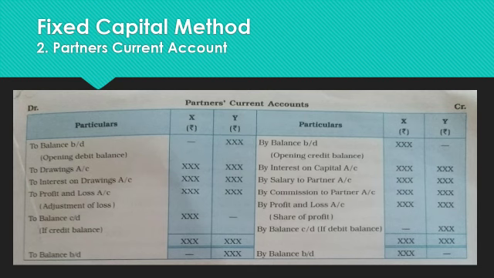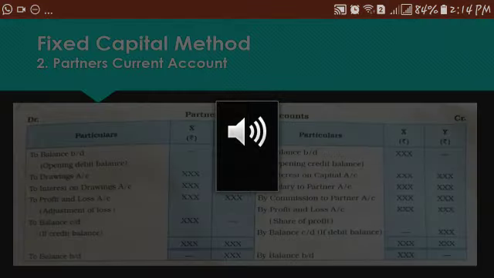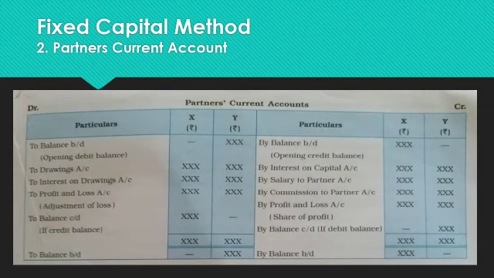You can see the contents given here in the partner's current account. The opening balances are shown. To the debit side, drawings, if any, made by the partners in the current accounting year, and interest on the partners' drawings charged by the firm.